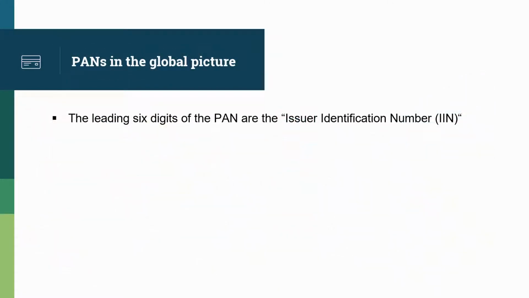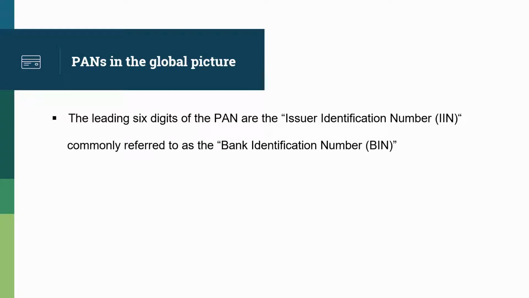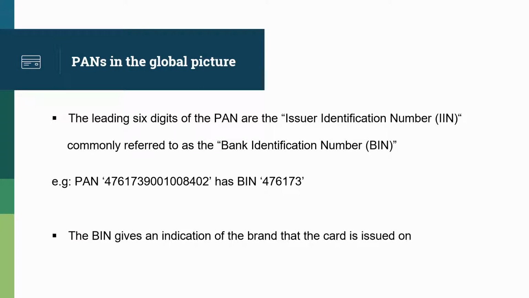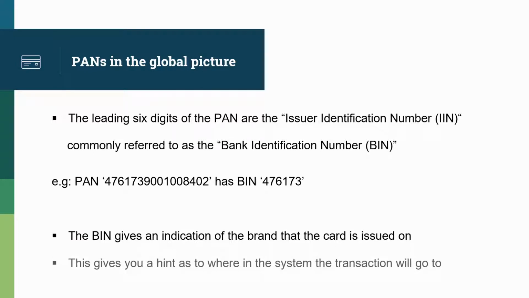At the heart of this whole system are card numbers that are globally unique. The leading 6 digits of the PAN constitute the Issuer Identification Number, or IIN. This is commonly referred to as the Bank Identification Number, or BIN. For example, PAN 4761 7390 0100 8402 has the BIN 476173. The BIN gives an indication of the brand that the card is issued on, and this gives you a hint as to where in the system the transaction will go to. This can be useful when you need to follow a transaction through the various processes inside a payment switch.